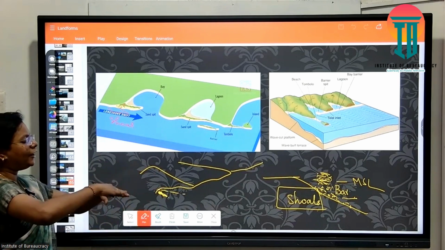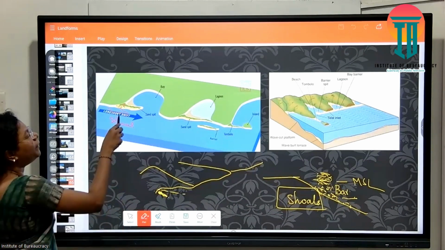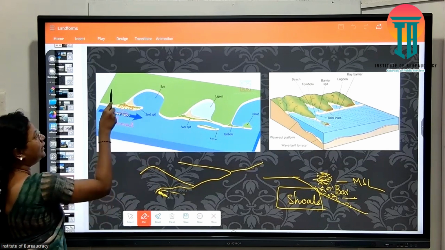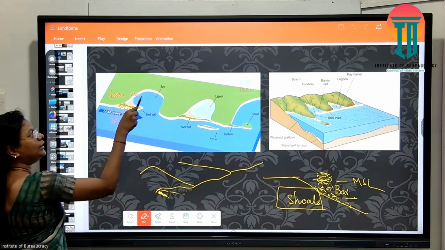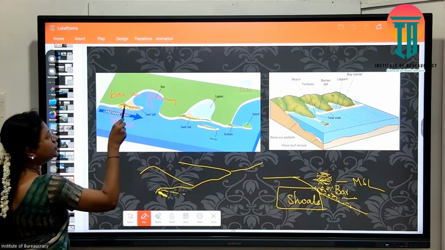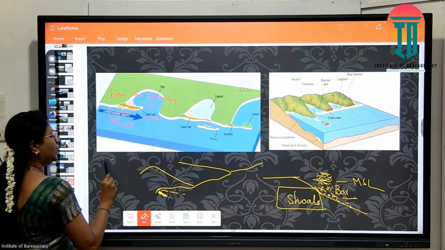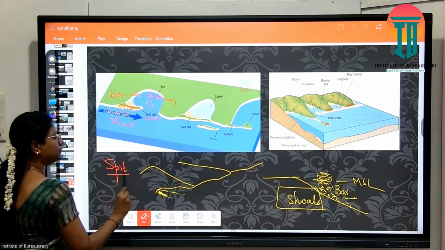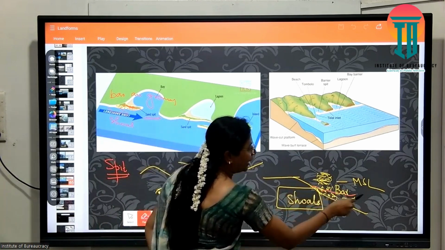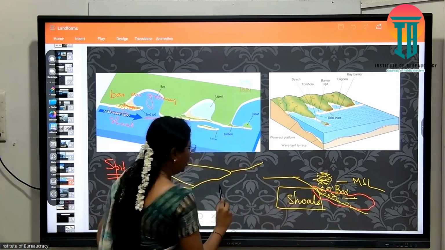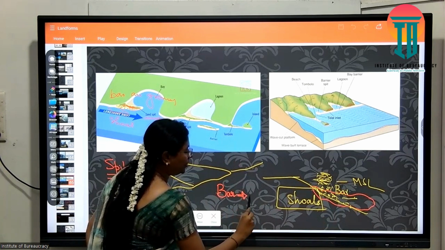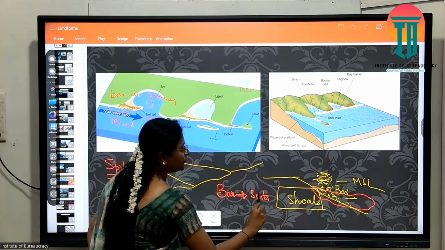After that, the bars develop in a way that they attach visibly to the land. When that happens, we might define that the bars are growing in size, and this is known as a spit. So what is happening? Shoals are the larger platform on the ocean floor. Bars are the initial landform. Bars develop into spits.